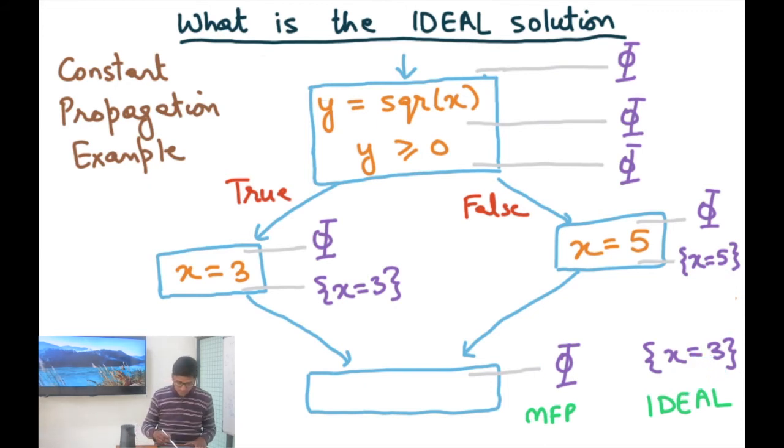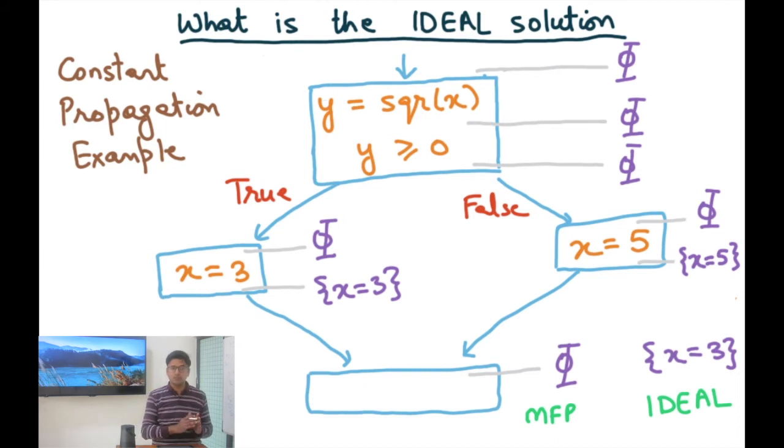Recall that the ideal solution is basically to look at all the paths that reach this point, all the execution paths, and then meet the value. So what are all the execution paths? Well, in this particular example, there's only one execution path. And on that execution path, the value that will come here is 3. And so the ideal solution should have been x equals 3.